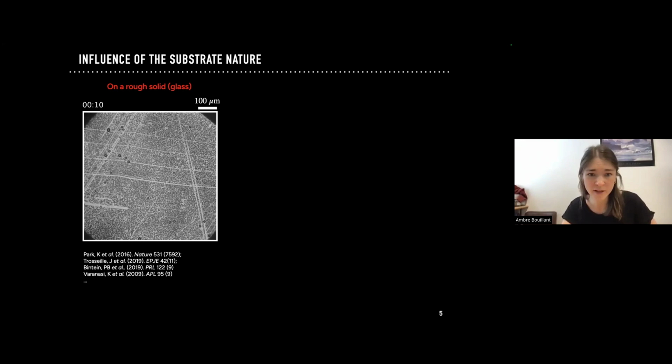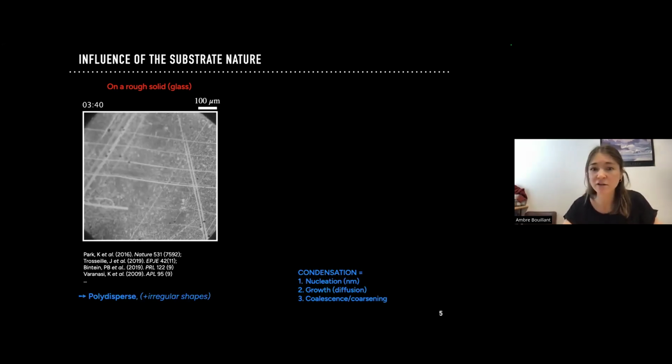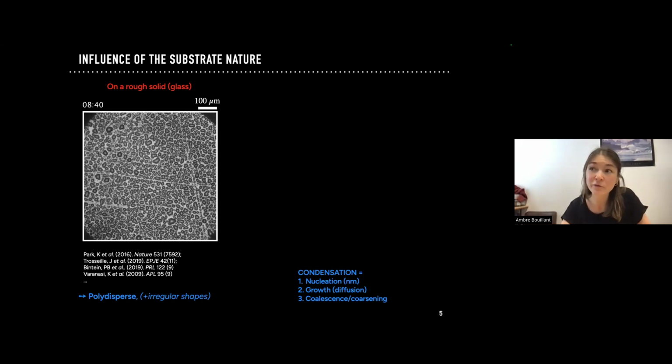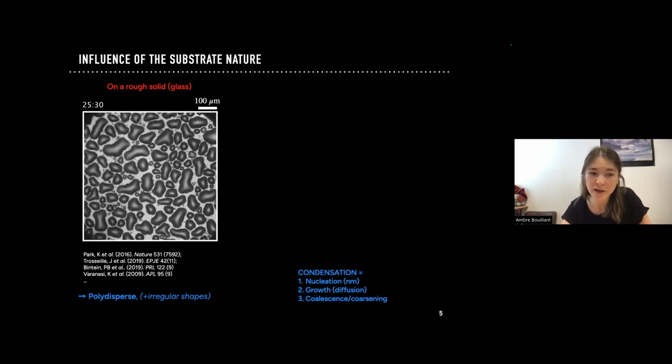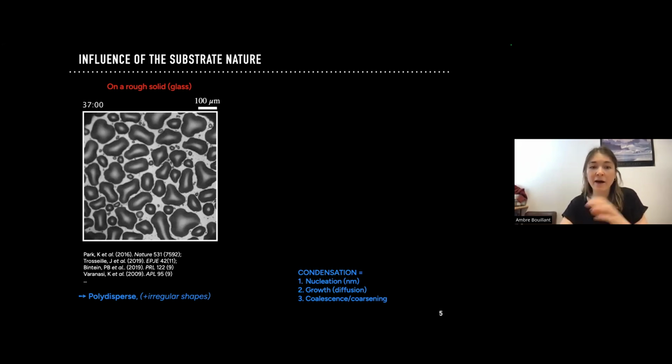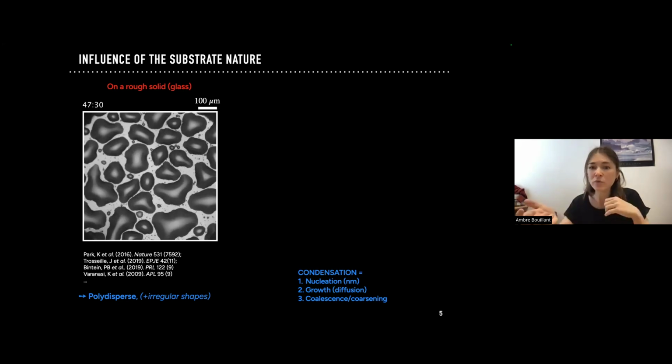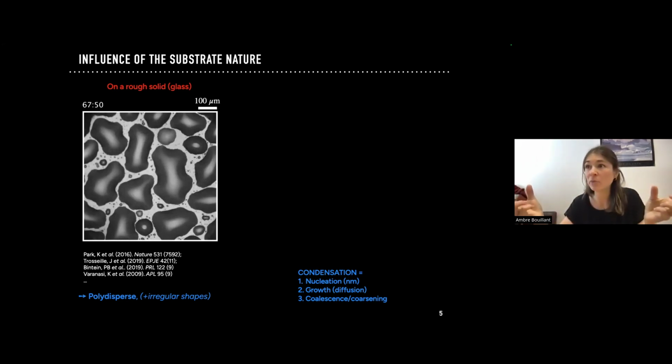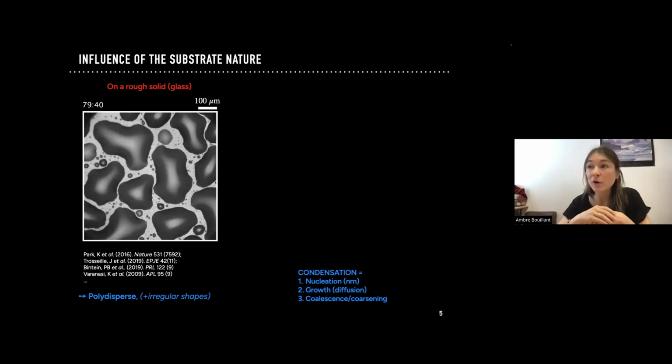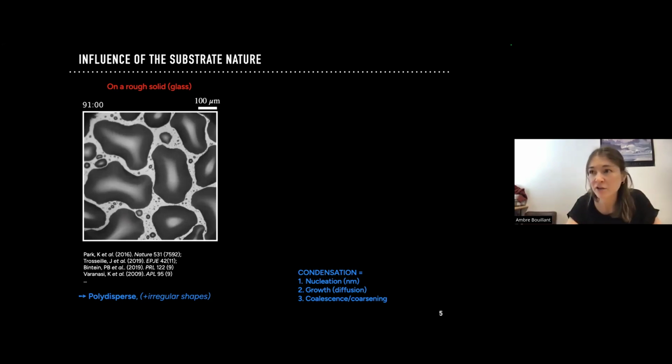If I play this movie, we can also see that condensation unfolds in several phases. First of all, right after cooling the substrate, droplets nucleate at a nanometric scale. Then they grow and eventually merge with their neighboring drops when they come into contact. Coalescence leads to polydispersity, in particular because by freeing some space between two droplets, it enables a secondary nucleation in between existing drops. And this is what we see here in the spacing between the drops.